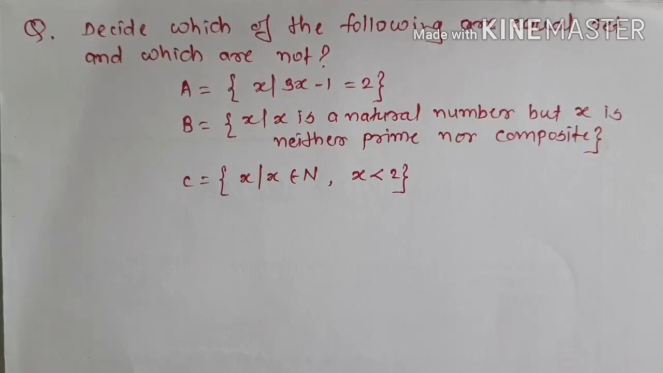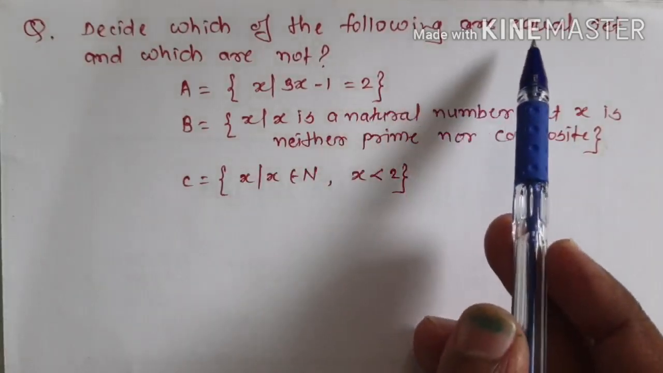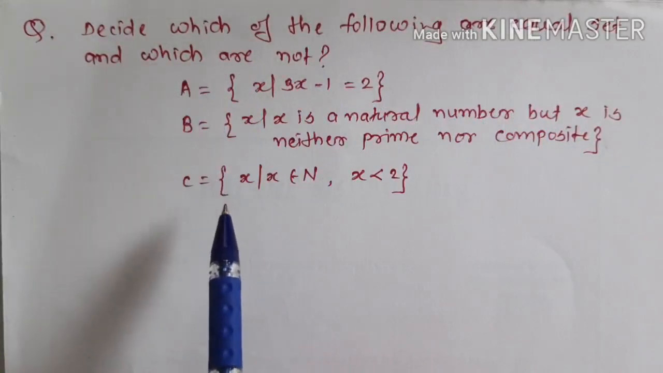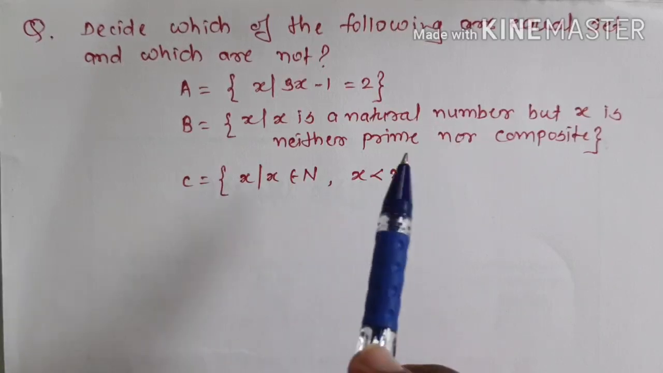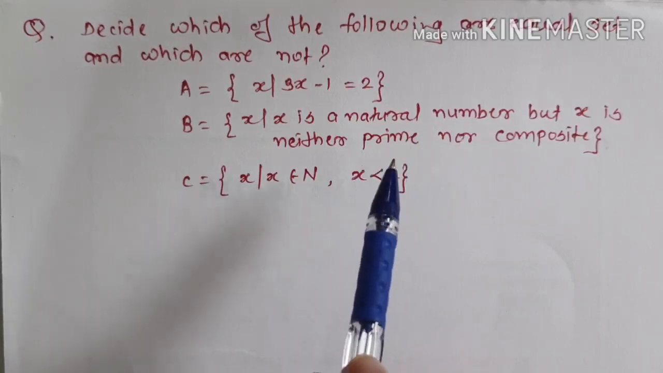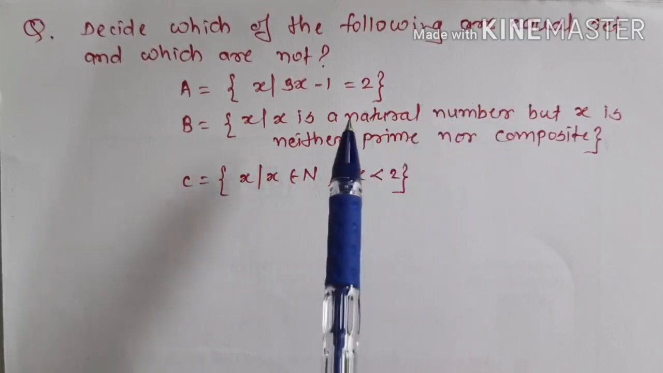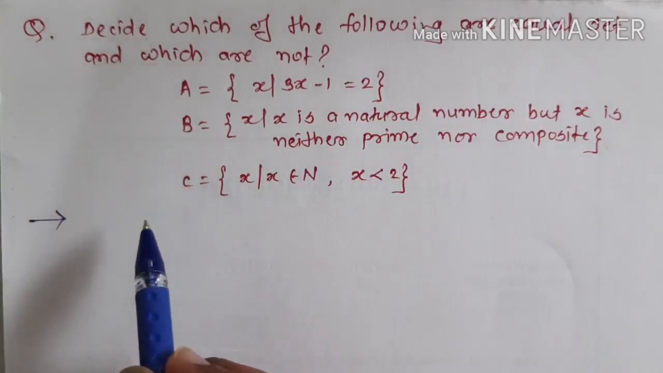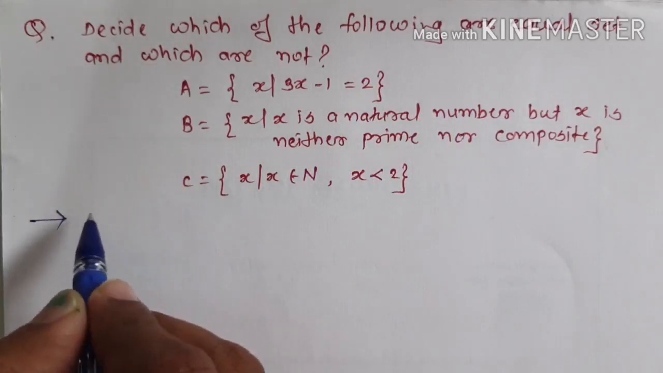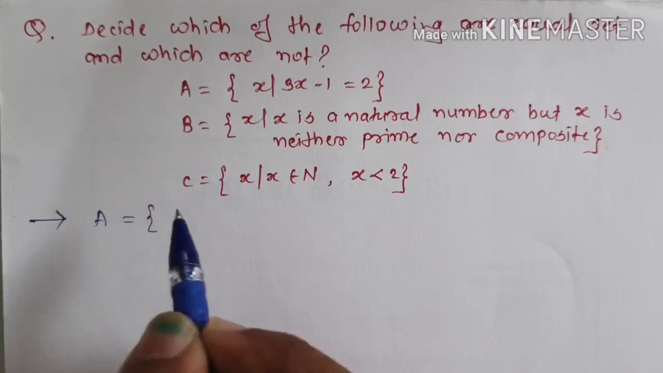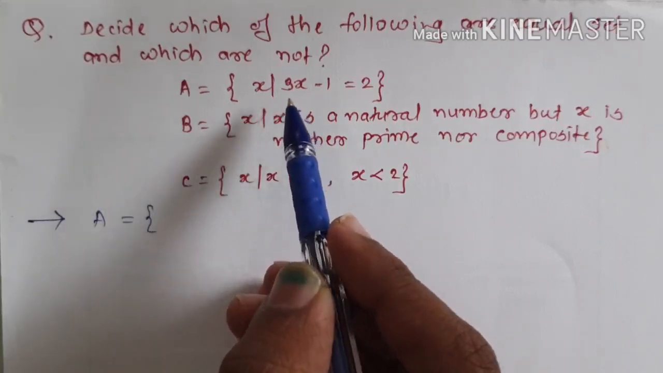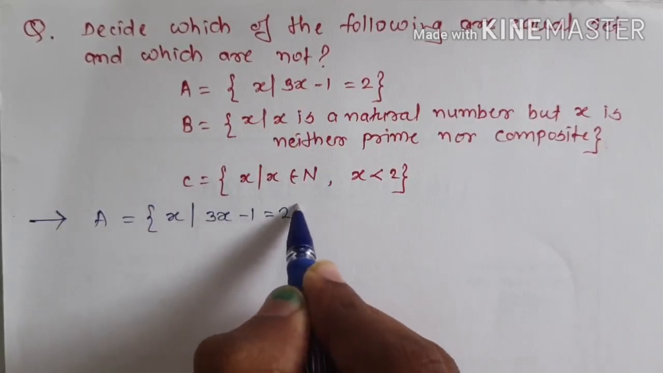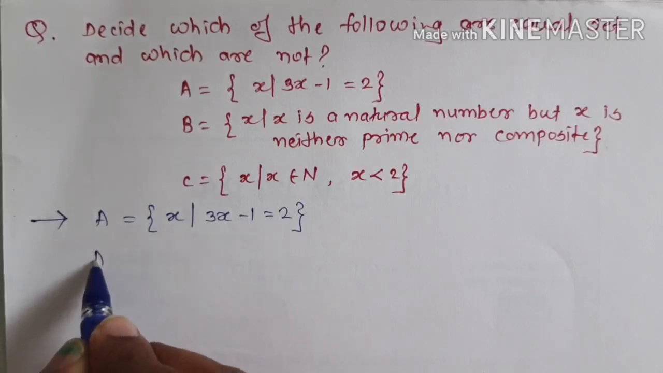Now the next problem is, decide which of the following are equal sets and which are not. So here 3 sets are given. All of them are given in rule method. So to decide whether they are equal or not, first we have to convert them into listing method. So we have to write all of these sets in listing method. So first of all, we'll write set A. So the property is given over here, that A is equal to x, such that 3x minus 1 is equal to 2. So we have to write the elements in this set A.